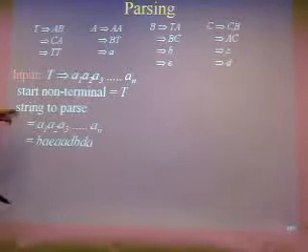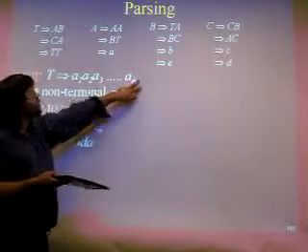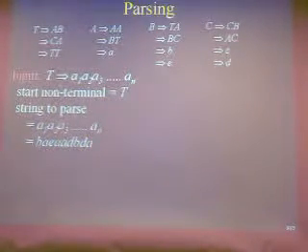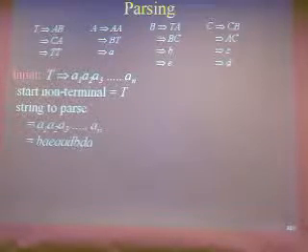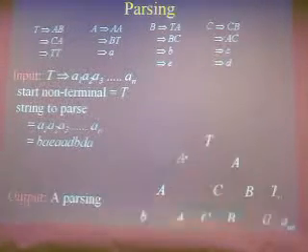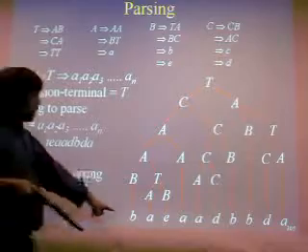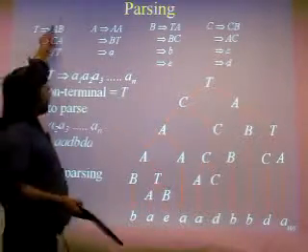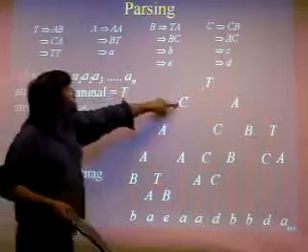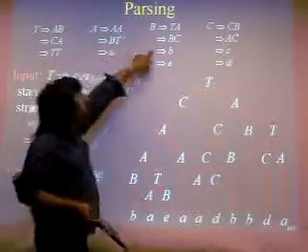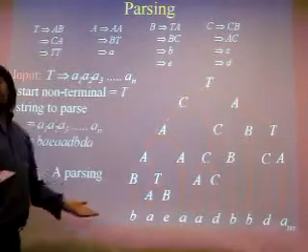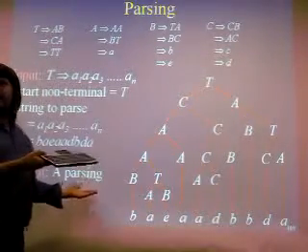And now the problem is you're given some string and you want to build a parse tree for it, right? So here, for example, here's our string. Here's a parse tree. T goes to CA, and C goes to AC, and so forth, and you parse it. Everybody kind of buy that? Everybody understand what we're building here?